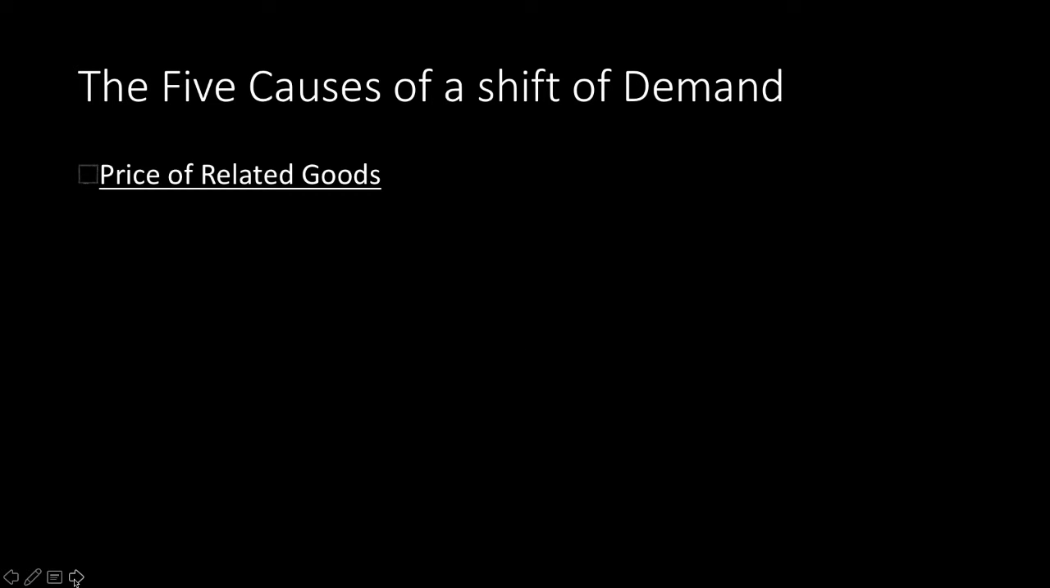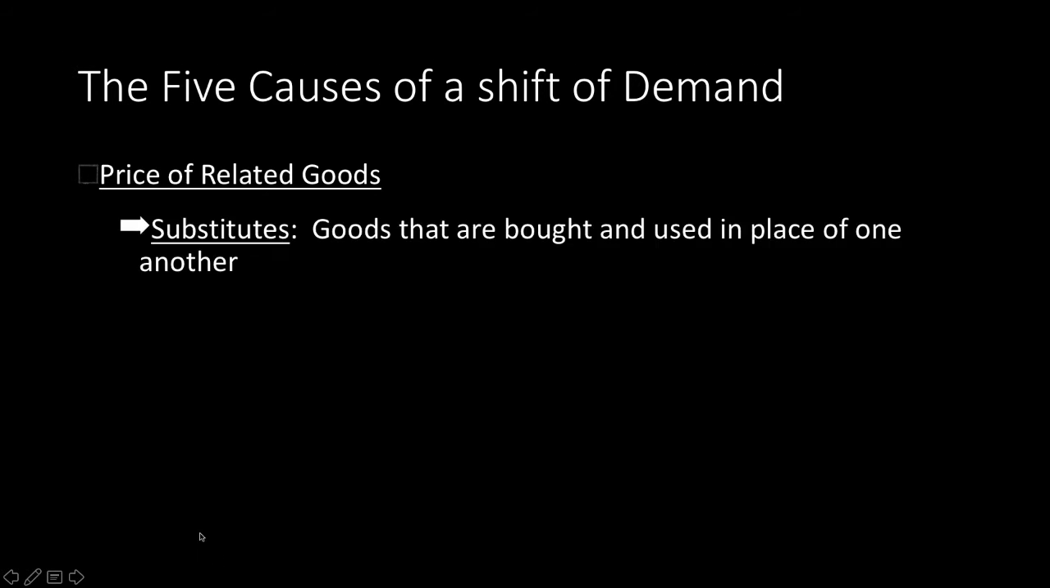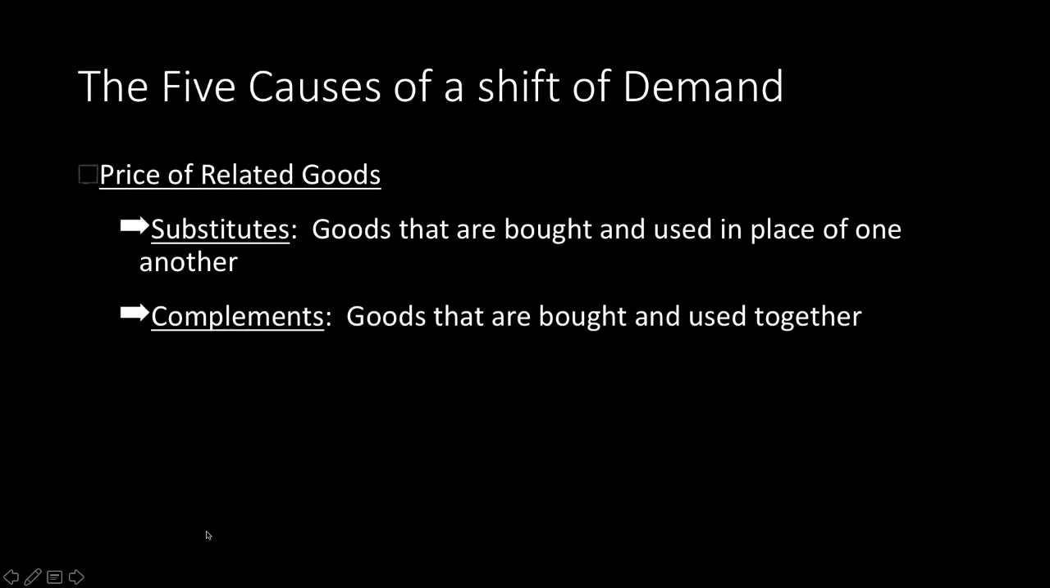The P stands for the price of related goods. And again, you have to be careful here, because when it comes to the price of related goods, we're talking about two types of goods. There are substitutes and complements. Substitutes are goods that are bought and used in place of one another. So examples of substitute goods might be a Mac and a PC, a pen or a pencil. They're used interchangeably. They can be used in place of one another.